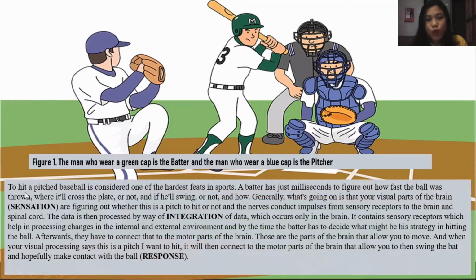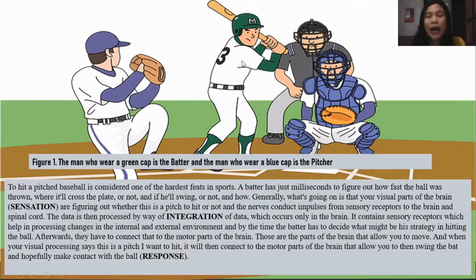So to hit a pitched ball is considered one of the hardest feats in sports. Of course, it is the hardest when we play baseball, to hit the ball that comes from the pitcher. Because it is very hard to time it. Right? So a batter has just milliseconds to figure out how fast the ball was thrown, where it will cross the plate or not, and if he'll swing or not, and how.